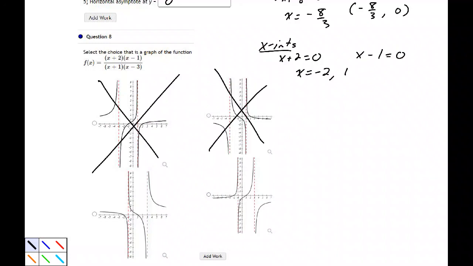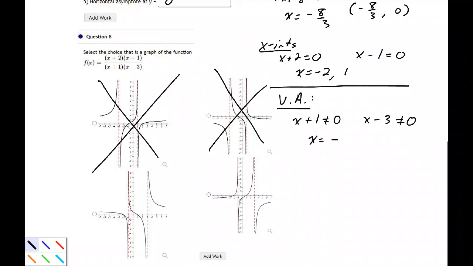All right, the next thing I might do is look for vertical asymptotes. Now, vertical asymptotes and domain both come from the denominator, right? I want to set the factors in the denominator not equal to 0. So x plus 1 is not equal to 0, and x minus 3 is not equal to 0. Solving each one of those, I see that x is not equal to negative 1 or positive 3. And it appears that both of those have vertical asymptotes at negative 1 and 3. That doesn't help. Let's next find our y-intercept.